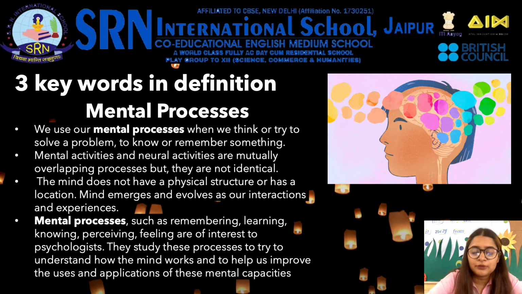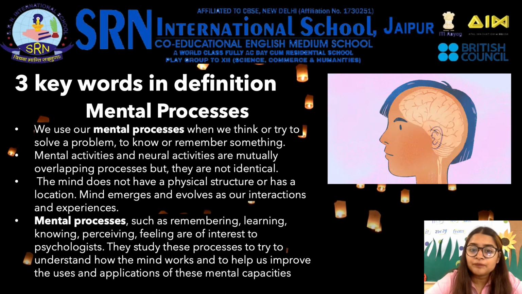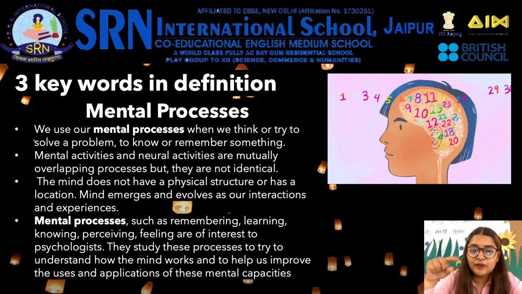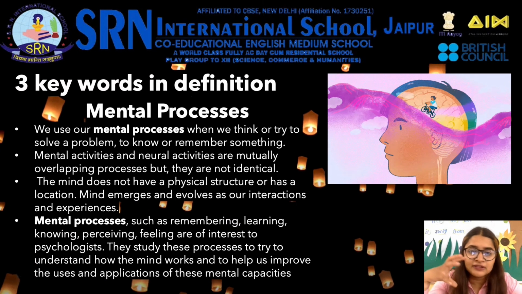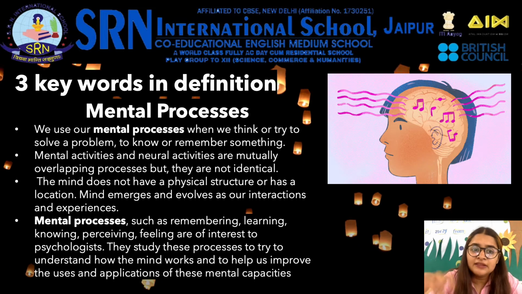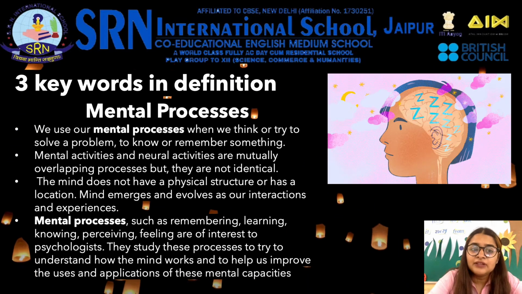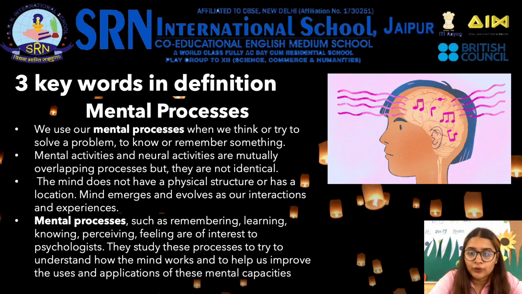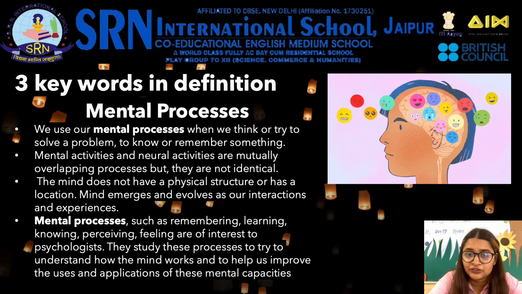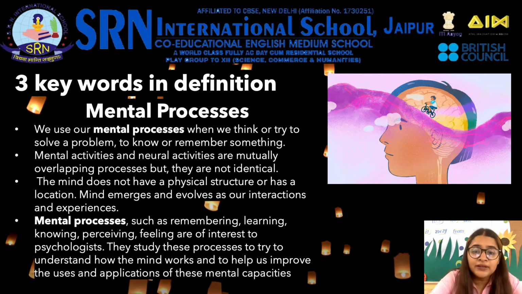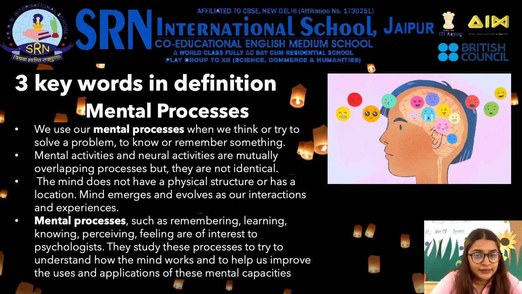So they put you in a machine where they take pictures of your brain, and you can see that there are some electrochemical signals passing in your brain. These are called neural activities, and they both are mutually overlapping processes. That means that mental activities and neural activities are dependent. One cannot exist without the other, but they are not identical.